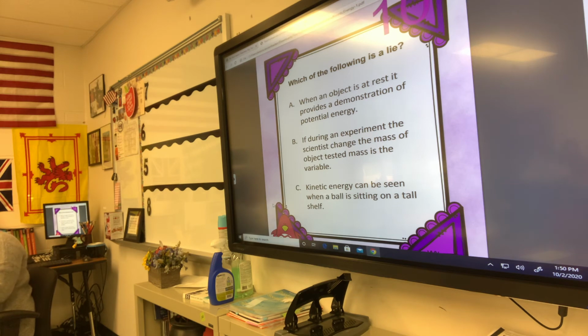Yeah, so C. Kinetic energy can be seen when a ball is sitting on a tall shelf. Whoa, hold on. No, right? What would that be? How do you make that statement true?